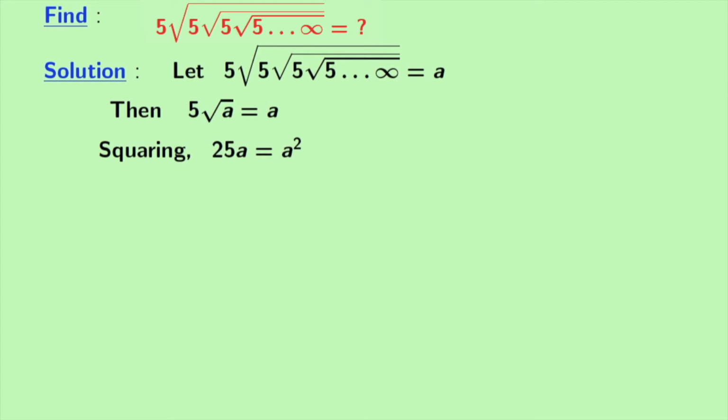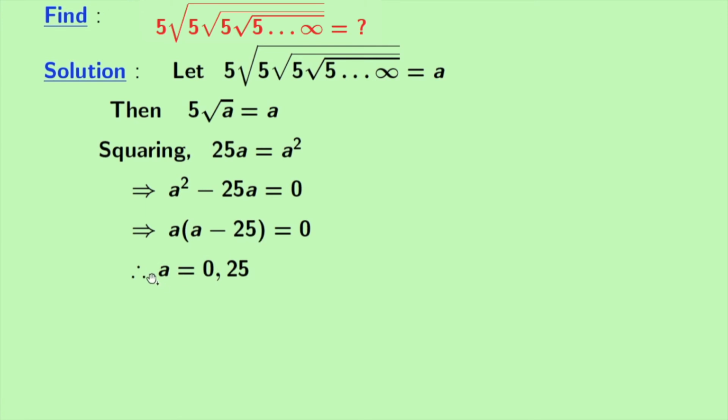Now we will rearrange it, and doing that we get a square minus 25a is equal to 0. Look that a is common in both terms. So we can write it as a times (a minus 25) is equal to 0. Now we know that if the product of two terms is 0, then the value of either of those terms will be 0. So, either a is 0 or a minus 25 is 0.